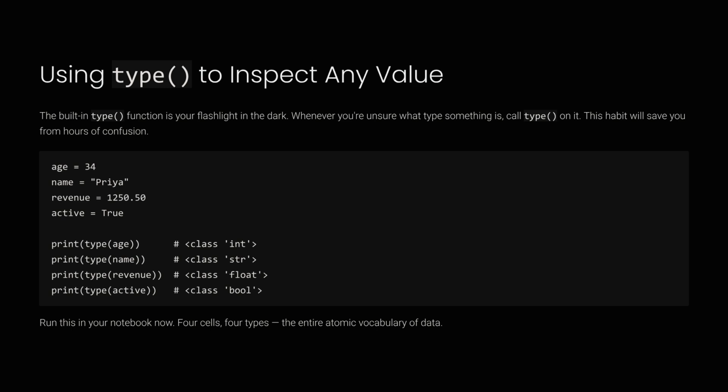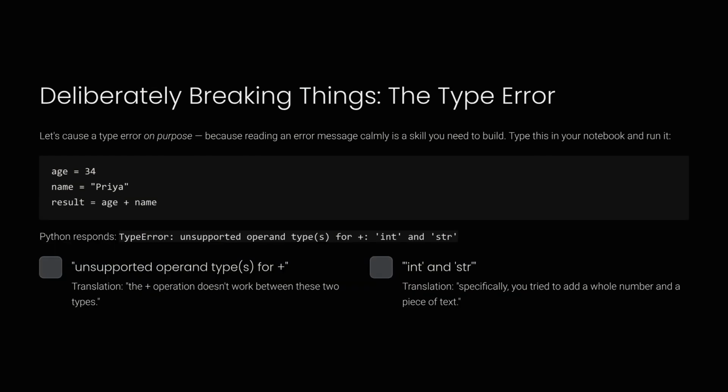Whenever you are uncertain about the type of a value, use the built-in type function. It's like a flashlight that helps you inspect data and avoid confusion while coding. Finally, let's intentionally break things to learn from it. If you try to add an integer to a string, Python will return a type error. By reading the message, you can see exactly which operands caused the conflict.